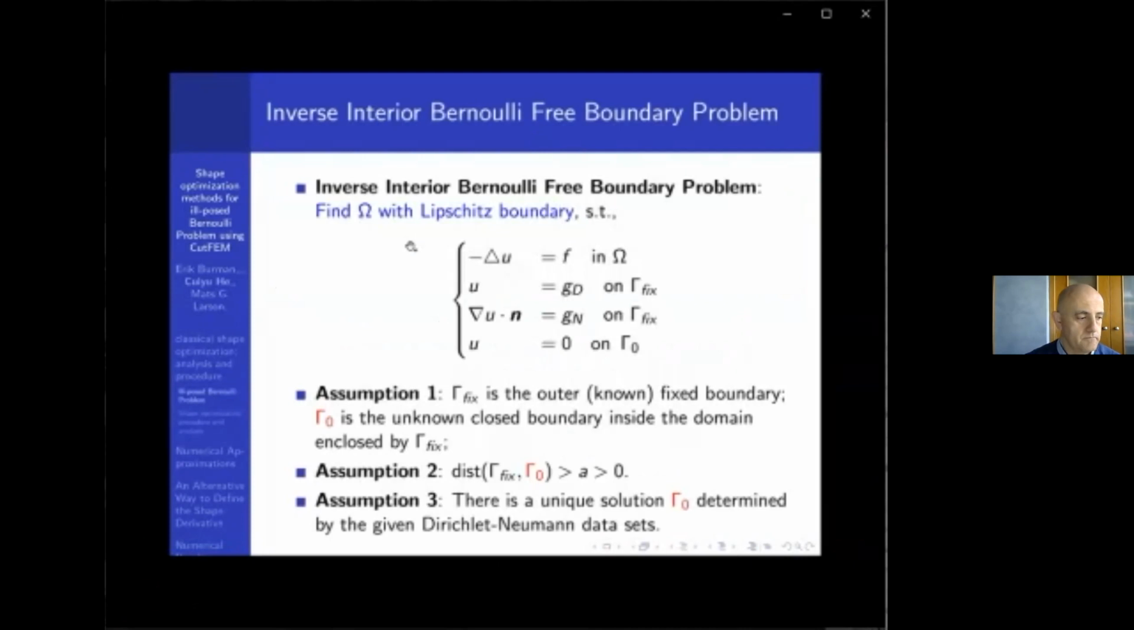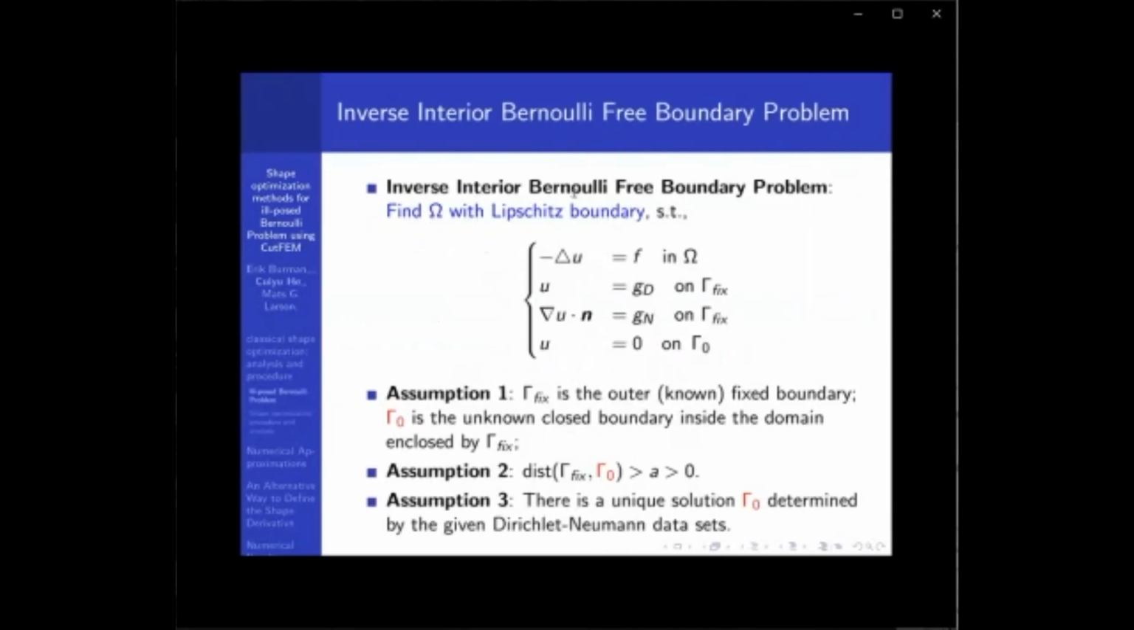We study the inverse interior type Bernoulli free boundary problems. The problem was to find the domain with Lipschitz boundary such that the following conditions are satisfied. Note the 2 boundaries we have here. Gamma fix is the outer fixed boundary, and gamma 0 is the unknown closed boundary inside the domain.